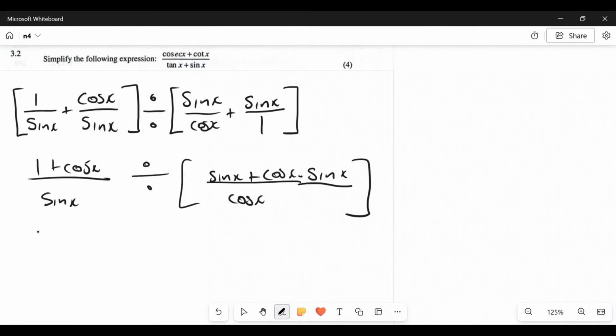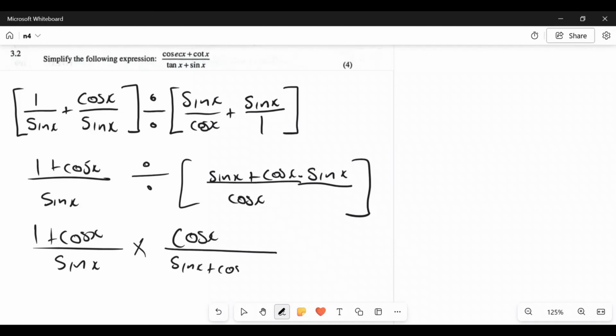We're going to continue. So we can rewrite this 1 plus cos x divided by sine x as it is. There's nothing we can do at the moment, but we can change this division into multiplication. So we know that when you change division into multiplication, the numerator becomes the denominator and the denominator becomes the numerator on this bracket. So our denominator here is cos, so it's going to become cos x on the numerator. The numerator, it was sine x plus cos x multiplied by sine x, now it's a denominator.